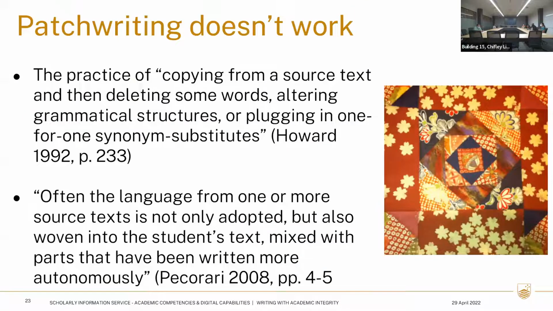Let's have a look at, first of all, how does it come to happen that we tend to sometimes accidentally engage in plagiarism? A common cause for this is when we engage in something known as patch writing. So patch writing is the practice of copying from a source text and then deleting some words or altering grammatical structures, or perhaps plugging in one-for-one synonym substitutes. And what happens is that often the language from one or more of these source texts is not only adopted, but also woven into the student's text. And it's mixed with parts that have been written more autonomously.